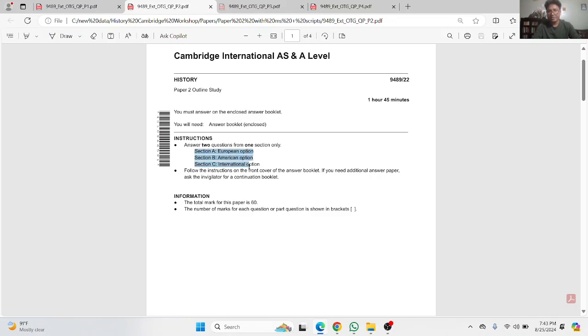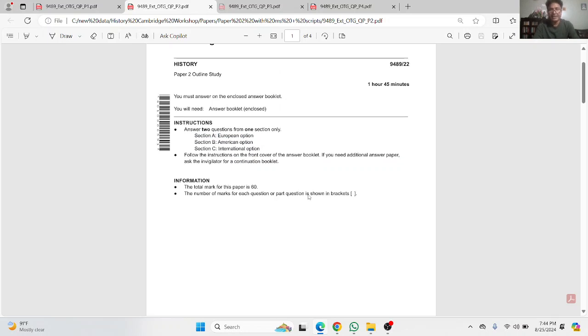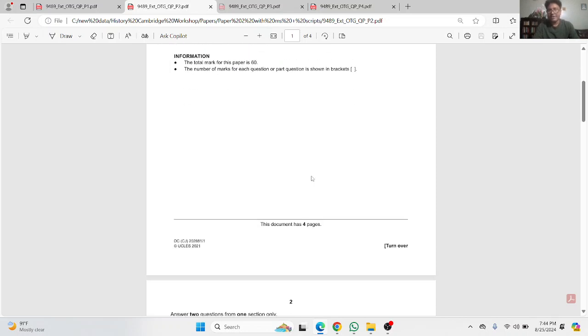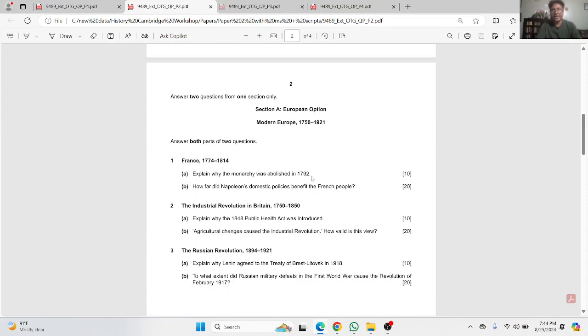But here this is called outline study, and similarly as we discussed for paper 1, we have three options, as you can see: European option, American option, and international option. So a candidate has to attempt two questions from any one option or any one section. For example, if you have studied European option, this means you are going to attempt two questions from the European option. If you have studied American option, you are going to attempt two questions from this part. And section 3 is about the international option. That means you are going to attempt two questions from this part if you have studied the international option. Basically I keep repeating so that you can develop a good understanding of the format and the details of the paper pattern.